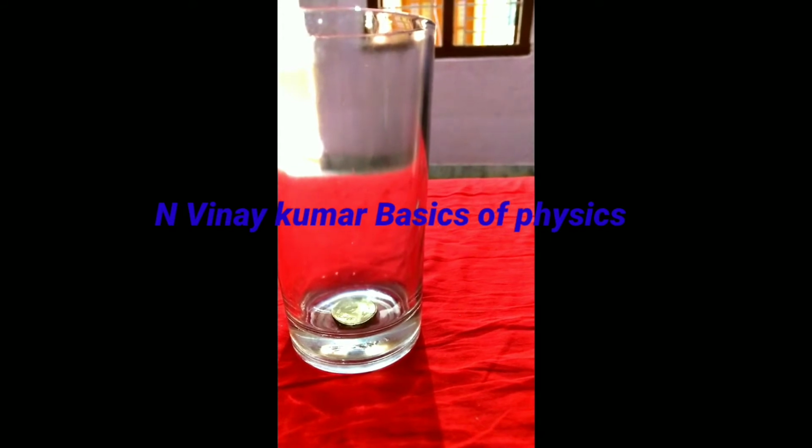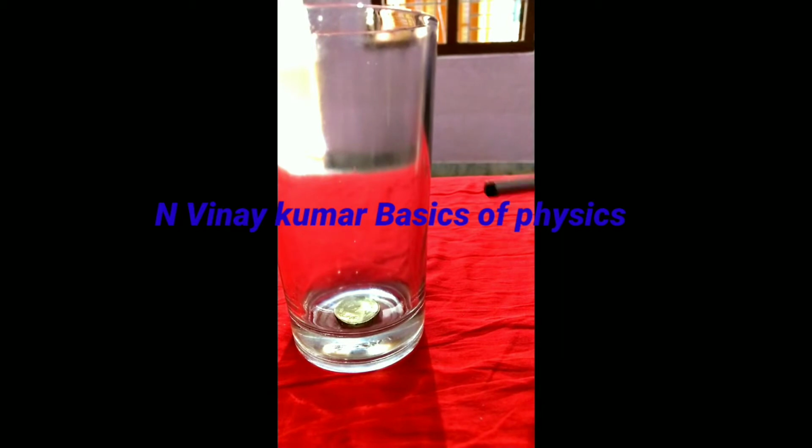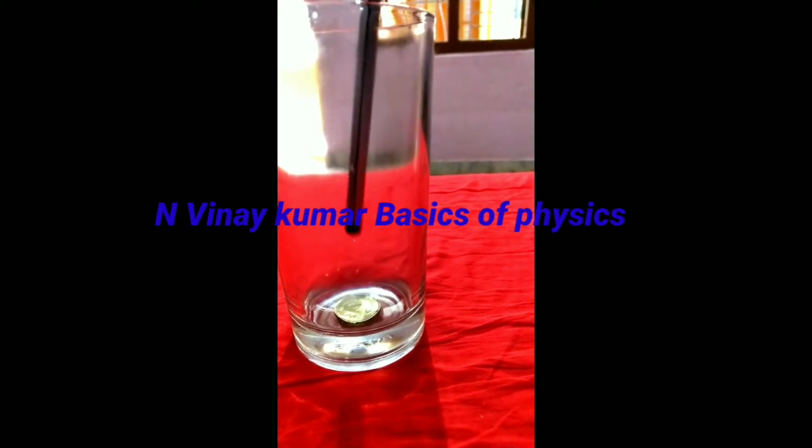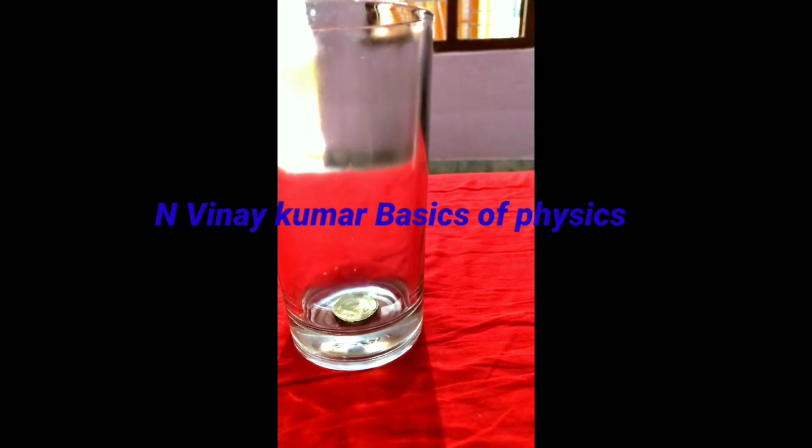Now I have taken this juice glass. In it I kept a coin, here it is. Now it is an empty glass, and at the bottom we have a 5 rupee coin. Clear? Now we want to observe how the image is formed when we pour some water into the glass. Where will we get the image? Let us check.